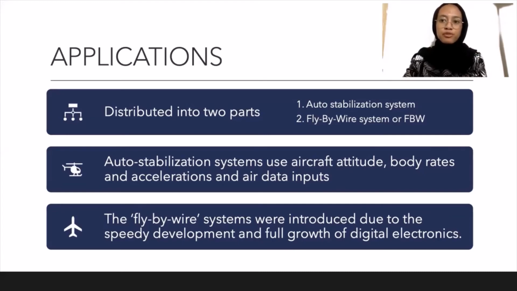First is the flight control application. It is divided into two parts, which are the auto stabilization system and the fly-by-wire system, or we can call it FBW. So what is the difference between the auto stabilization system and fly-by-wire, FBW?